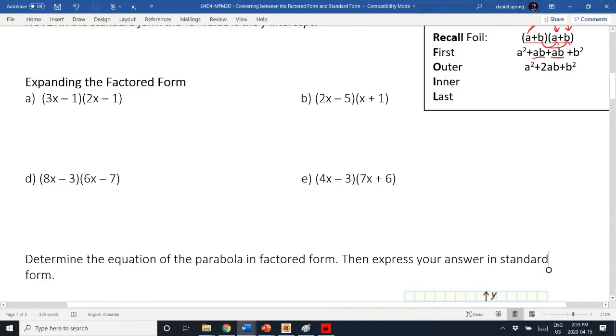Let's try expanding these expressions. Let's do first 3x times 2x. This will be 6x squared. Outer, 3x times negative 1, negative 3x. Negative 1 times 2x will be negative 2x. And then negative 1 times negative 1, positive 1. Then we collect like terms in the middle, and we simplify our expression.